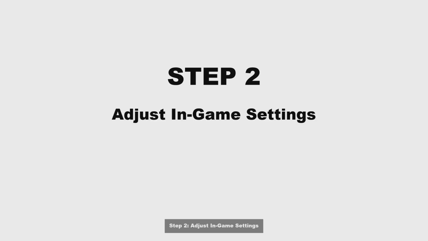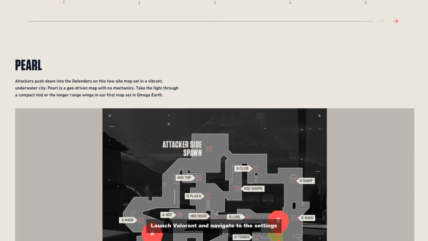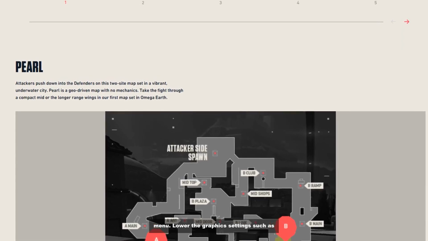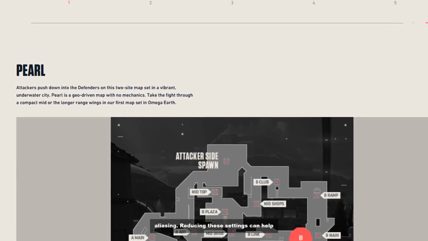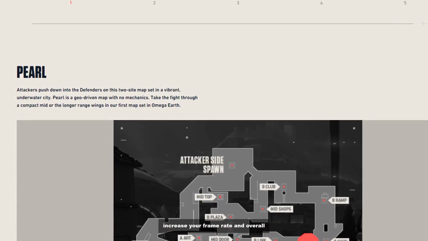Step 2. Adjust in-game settings. Launch Valorant and navigate to the settings menu. Lower the graphics settings such as texture quality, shadow quality, and anti-aliasing. Reducing these settings can help increase your frame rate and overall performance.